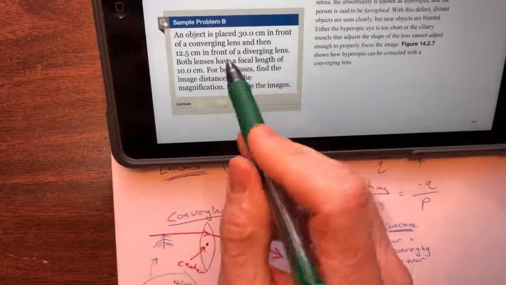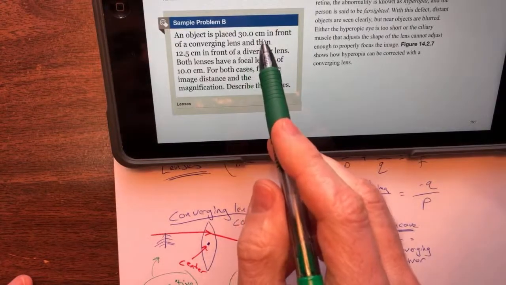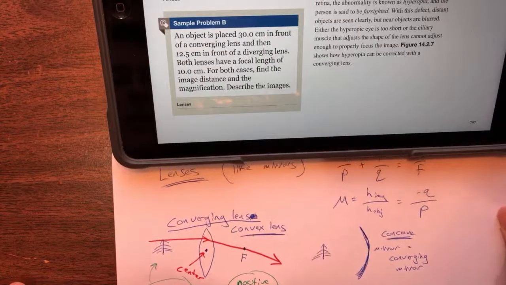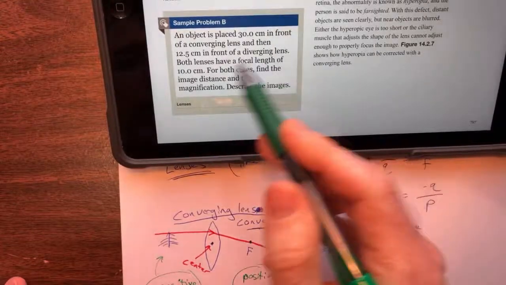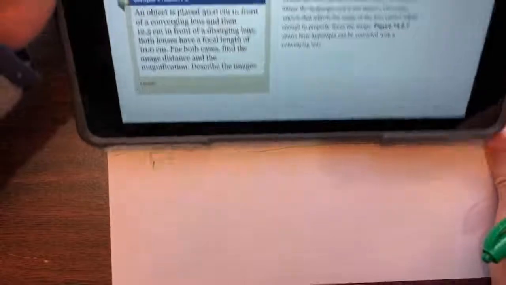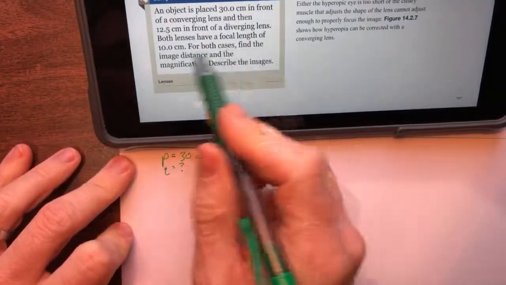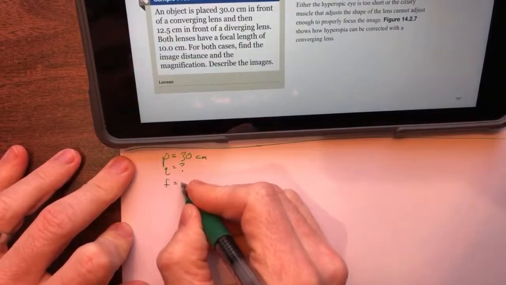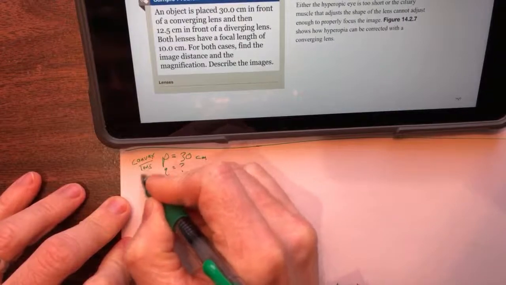We're going to do first a converging lens. A converging lens is a convex lens, and the object is 30 centimeters in front. Let's do the math first. In this case, your P is 30 centimeters. You don't know where the image is, so we want to find your Q. So P is 30, Q is unknown, and we have a focal length of 10. So F equals 10, for your converging or convex lens.